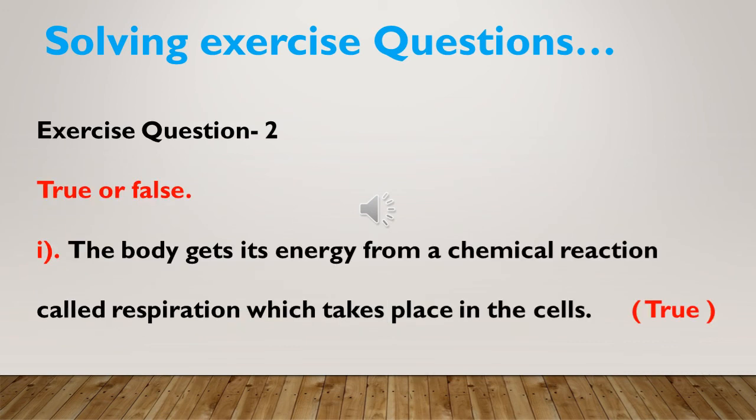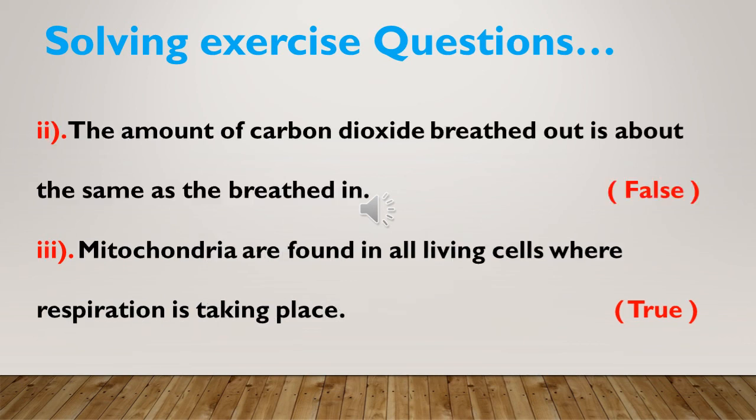Now we are going to solve question number 1 of the exercise, which is multiple choice questions. We have to sort out one most appropriate option for each statement. Let us start with the first statement. I. Respiration takes place only in. Option 1 is blood cells. The second statement is the amount of carbon dioxide breathed out is about the same as that breathed in, which is false.